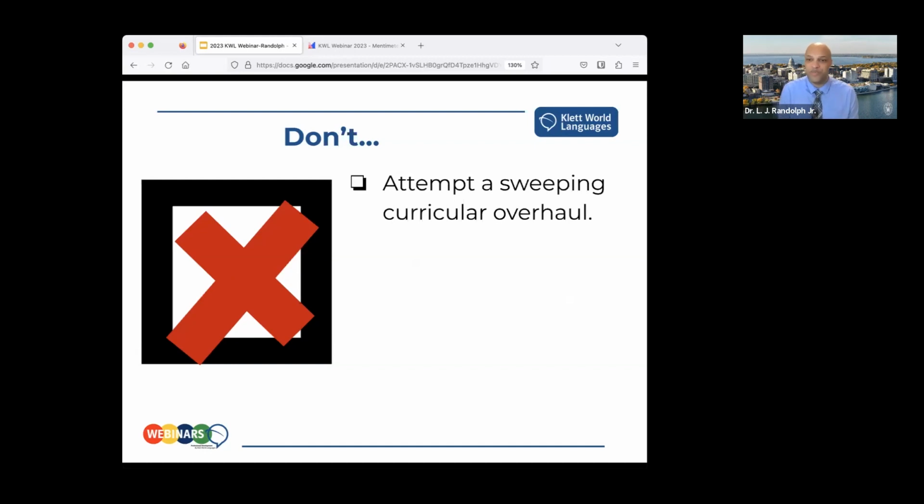Don't attempt a sweeping curricular overhaul. It might be tempting to take the most radical approach and burn it all down and start completely fresh, but that's overwhelming and you'll burn yourself out. So I think start small, start with 1 lesson, 1 unit, even 1 activity, 1 point of entry.